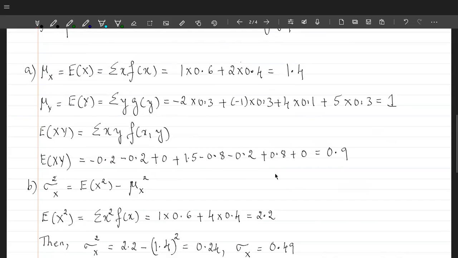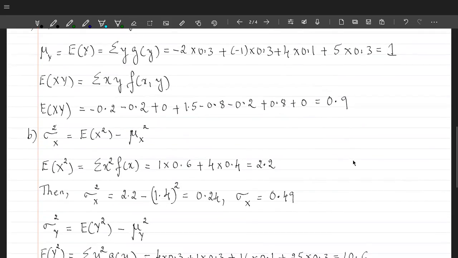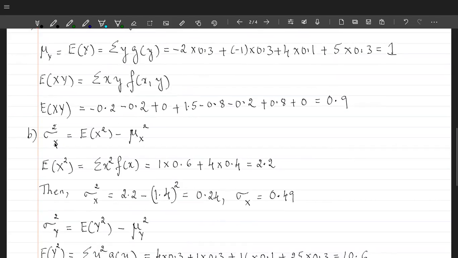So here are the values which we get, and E of xy will be equal to 0.9. Next thing which we calculate is variance of x, that is sigma square of x, that's equal to E of x square minus mu x square. We note that the value of mu x is already calculated. The mean of x, or expectation of x, is already calculated. Let's just find the value of E of x square.